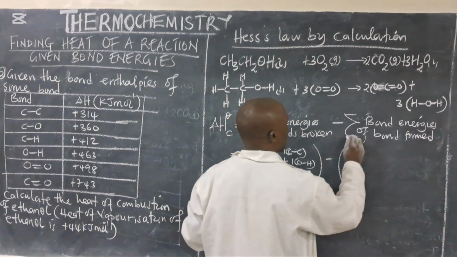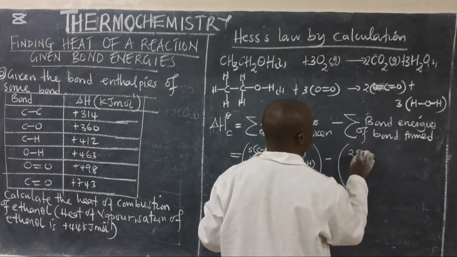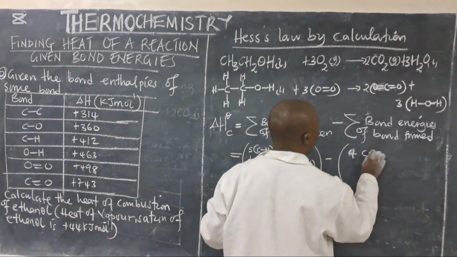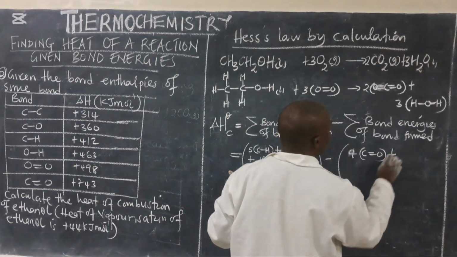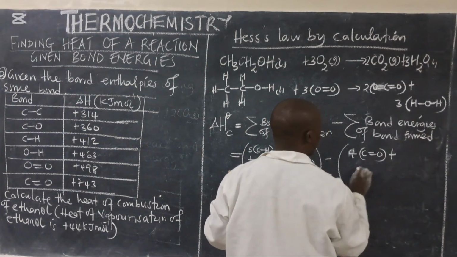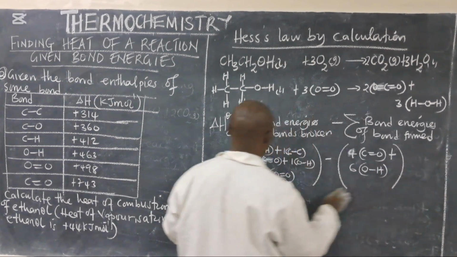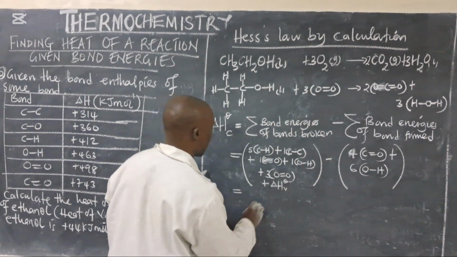Then on this side I have 2, I have 1, 2 times 2. That's 4. 4 of these bonds. Then plus 2 times 3. That is 6 of oxygen hydrogen bonds here. So we are going to substitute in the values.